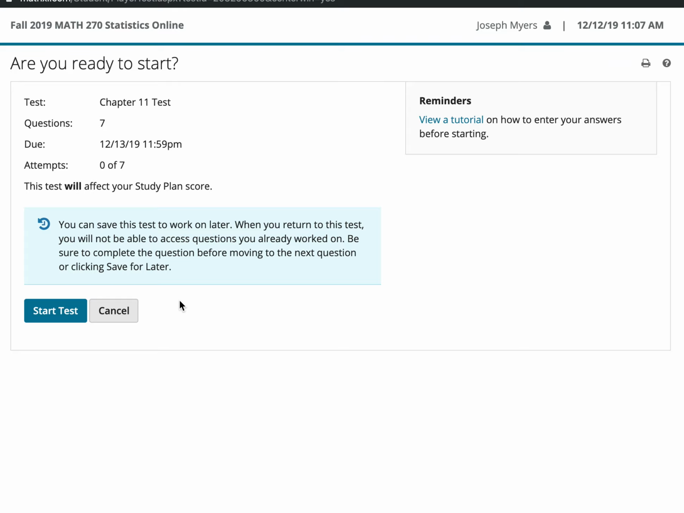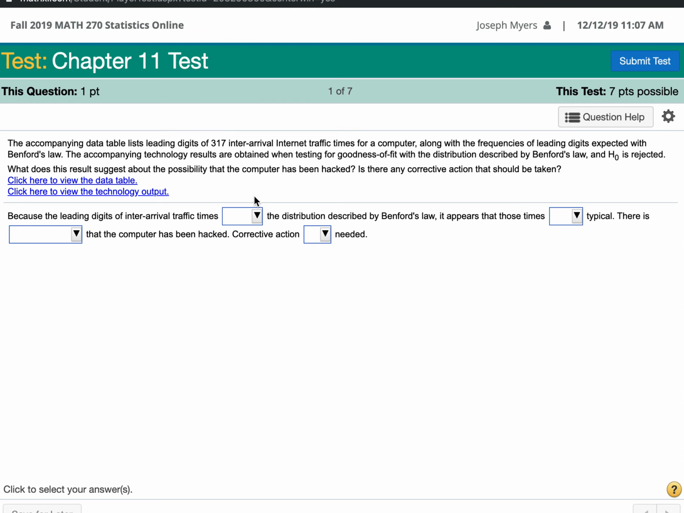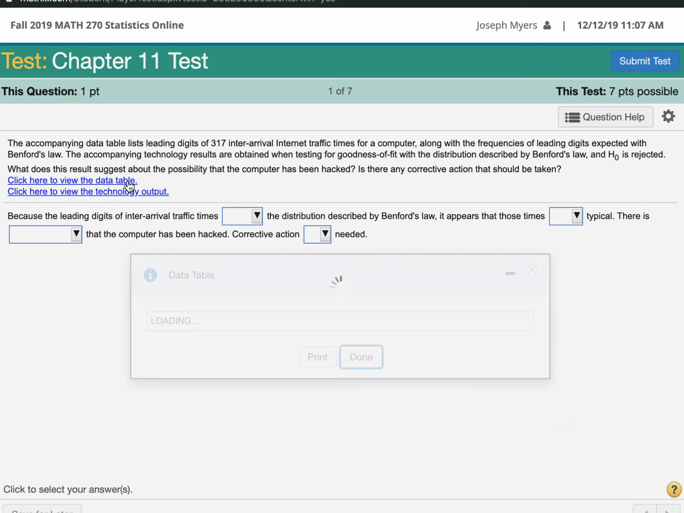How to do some of the problems on the Chapter 11 test. So this problem is a problem for cybersecurity, and it's just an easy example of using statistics for a practical application in the real world. So let's look at this.